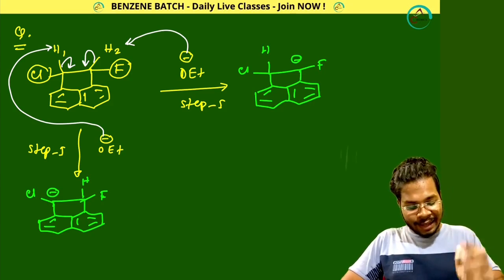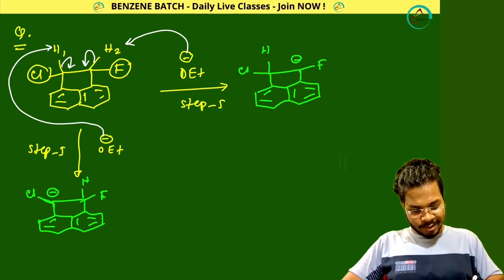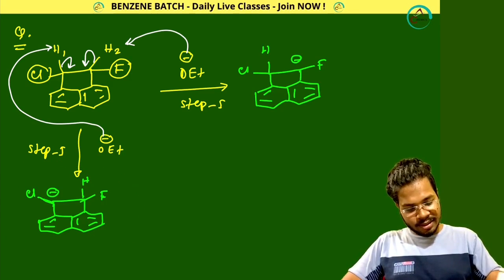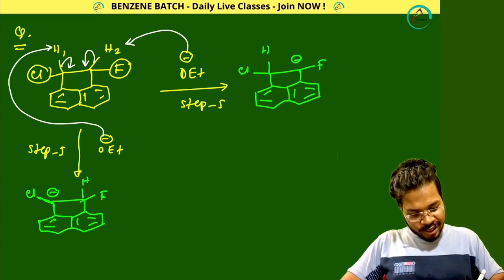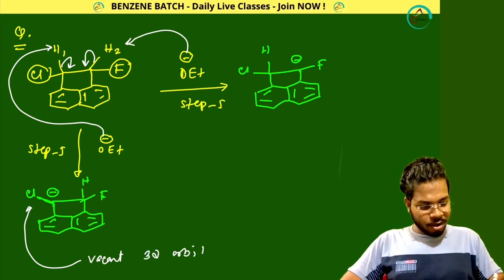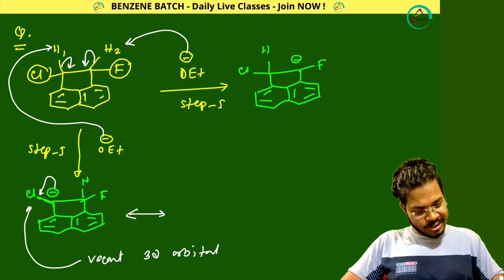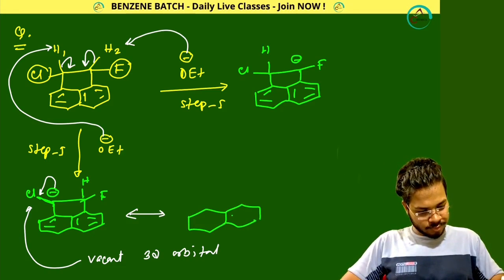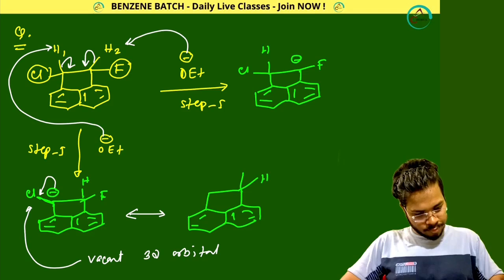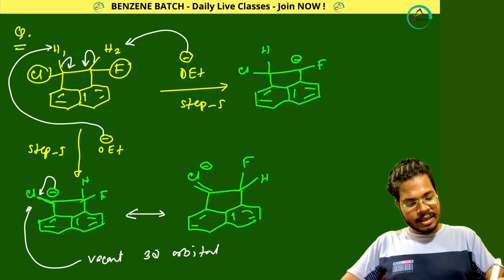But another stabilization is generally possible for this one. What is that stabilization? Chlorine has a vacant 3d orbital. And because of that, this will participate in this kind of resonance. This is very important. So because of these kinds of resonance, this step will not happen.